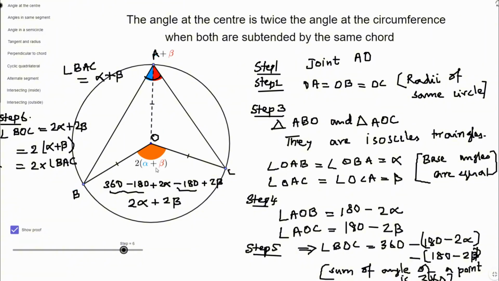So the angle at the circumference is alpha plus beta, and at the center it is 2 times alpha plus beta. This is the step-by-step proof of the circle theorem. Now we will do some application questions of the circle theorem.